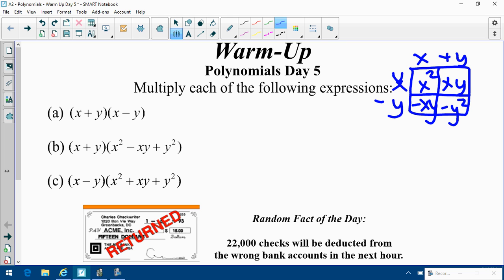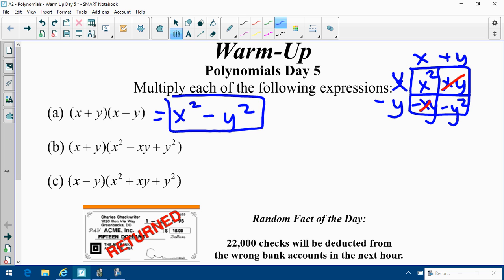So when I multiply this out, I end up with x squared. Positive xy minus xy, those are going to cancel. So these two are gone. And we've got a minus y squared. So that's the first answer. And that should be no surprise. That's difference of perfect squares. X plus y, x minus y.